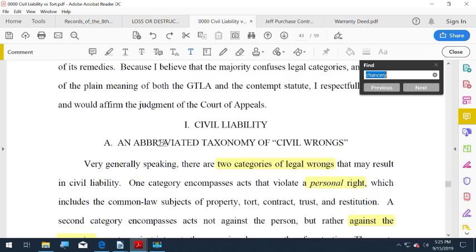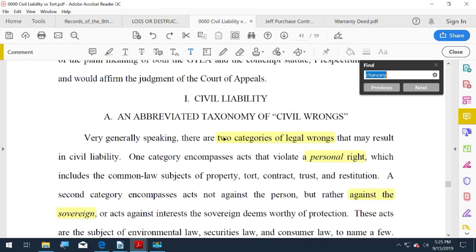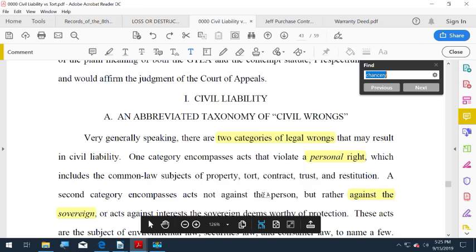So let's look at it here. Very generally speaking, there are two categories of legal wrongs that may result in civil liability. One category encompasses acts that violate a personal right, citizen on citizen, common law subjects to property, tort, contract, trust, restitution. A second category encompasses acts not against the person, but against the sovereign.